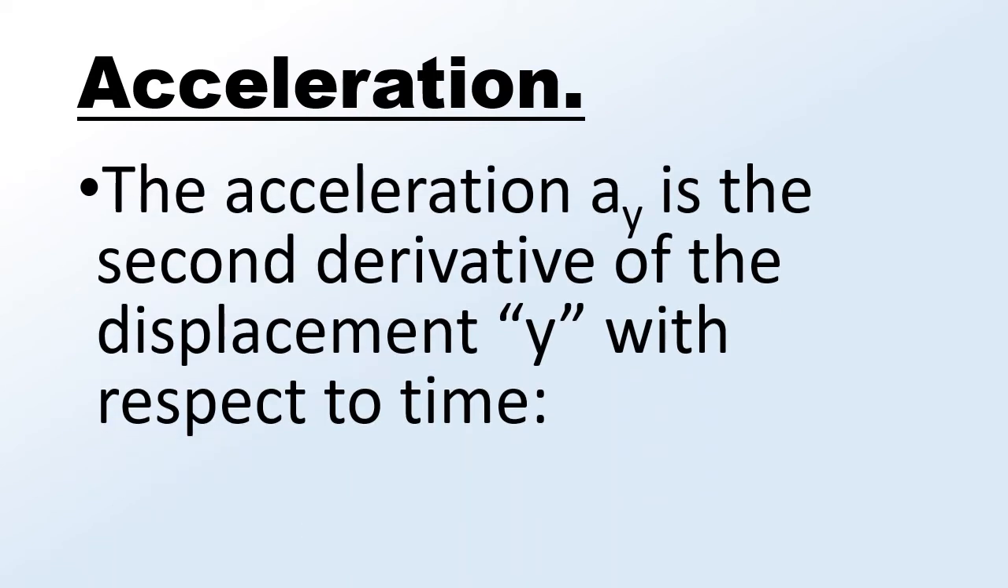Now we'll discuss the acceleration. As we know, acceleration is the second derivative of the displacement with respect to time t. Here the particle motion is along the y-axis, so we take the acceleration as the second derivative of the displacement y with respect to time t, and we can write a equals d squared y by dt squared.